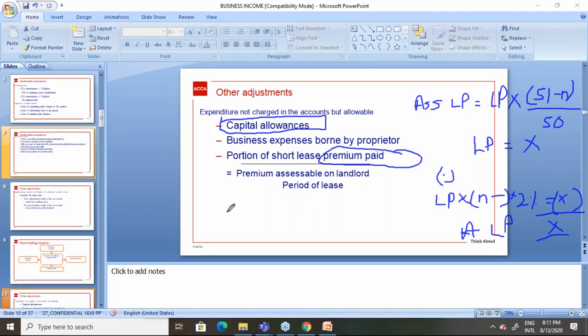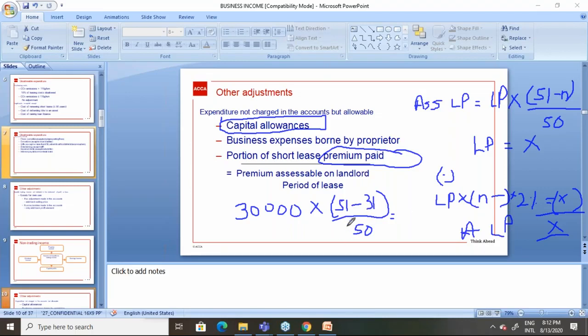For an example, assume the lease premium paid is £30,000, and it is for a period of, say, 31 years. The lease time period is 31 years. So (51 minus n), 31 years, divided by 50, you get the assessable lease premium. So here 51 minus 31 is 20.